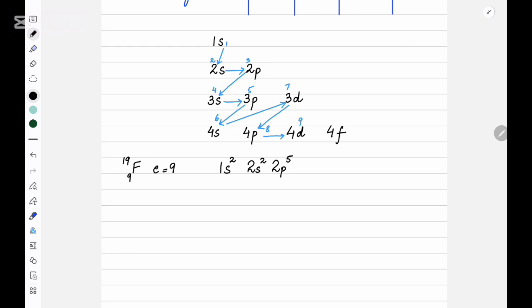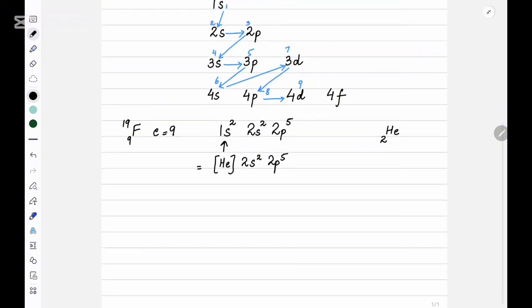Now, to represent this in terms of the noble gas electronic configuration, how can we do that? You need to see that helium is present at the end of period 1. Helium has 2 electrons, and these 2 electrons are present here, in 1s2. So to represent the noble gas electronic configuration, we write this part as helium, and the remaining part is written the same, 2s2 2p5.